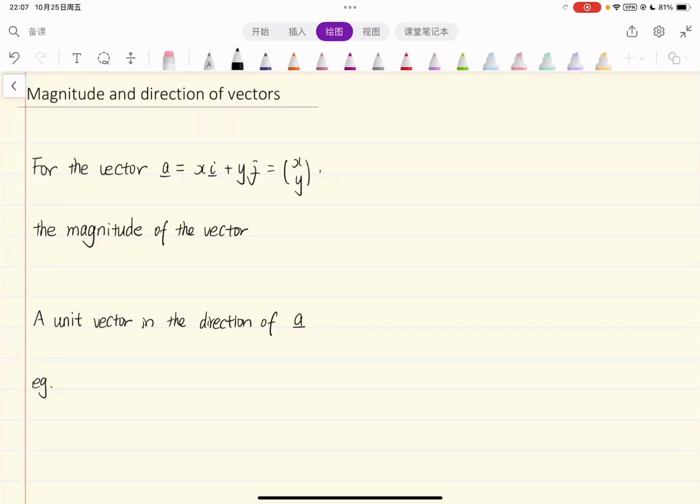Everyone, in this video we are going to talk about magnitude and direction of vectors. We have the vector A equals xi plus yj, which equals (x, y). Then the magnitude of the vector is equal to the square root of x squared plus y squared.